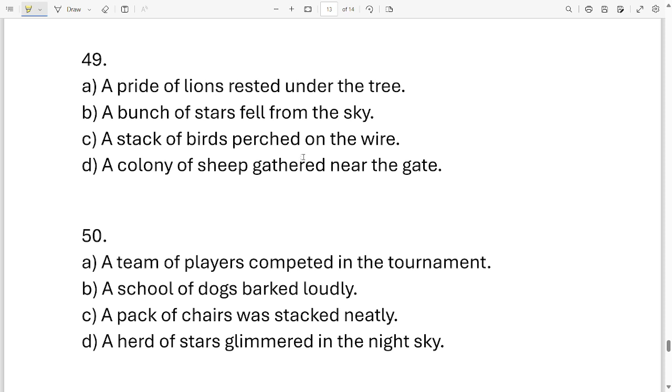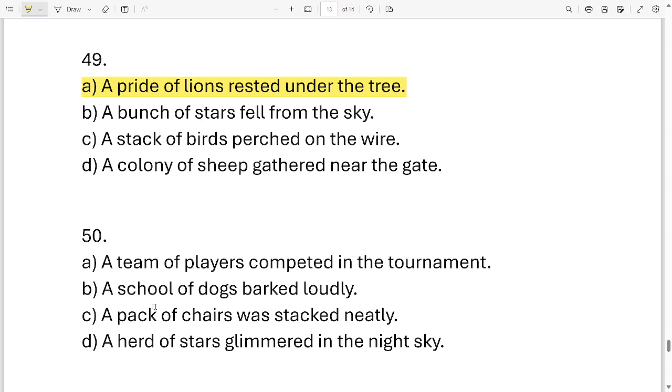Which one has used the collective noun correctly? Is it A, is it B, is it C, or is it D? The correct option is option A. A pride of lions rested under the tree.